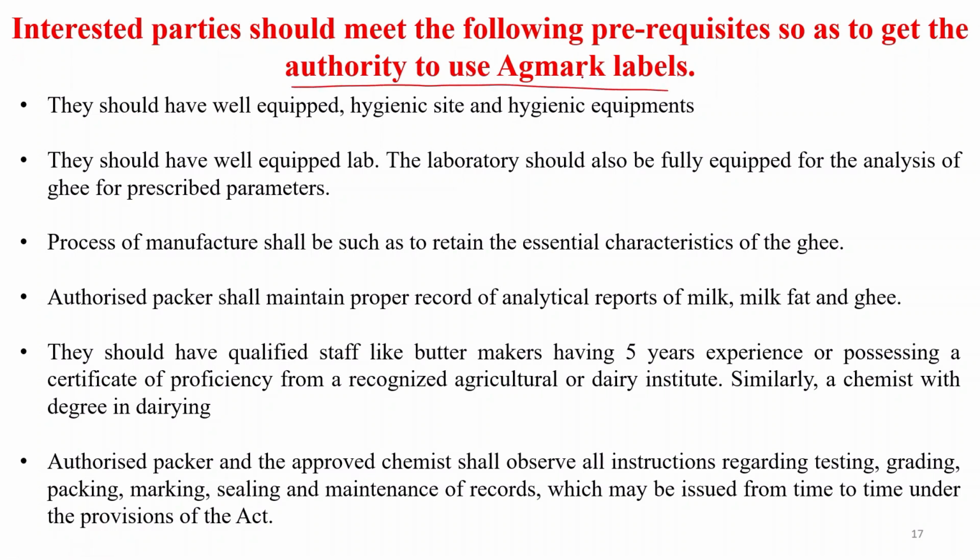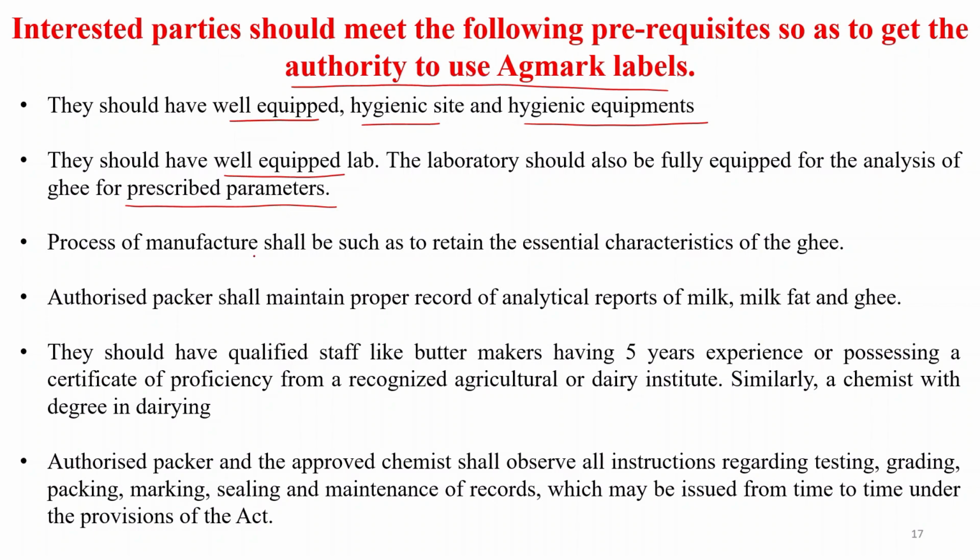So what are those prerequisites? They should have a well equipped hygienic site, and hygienic equipment should be there with them. They should have a well equipped lab. The laboratories should be fully equipped for the analysis of ghee for the prescribed parameters. So for all the parameters specified by AGMARK, whatever reagents, chemicals and glasswares are required should be there in the lab.